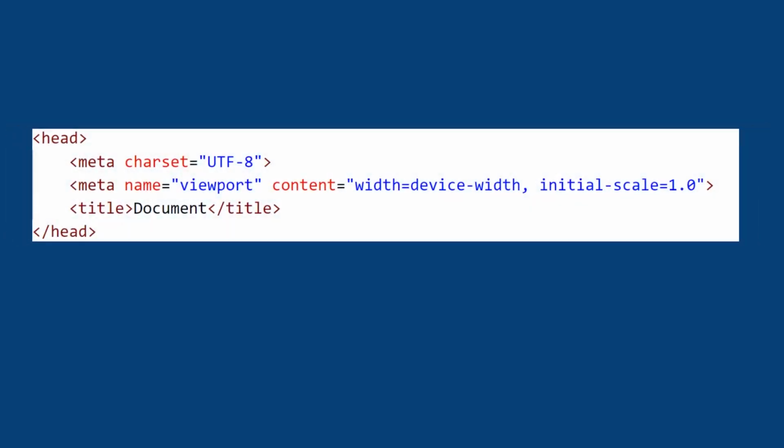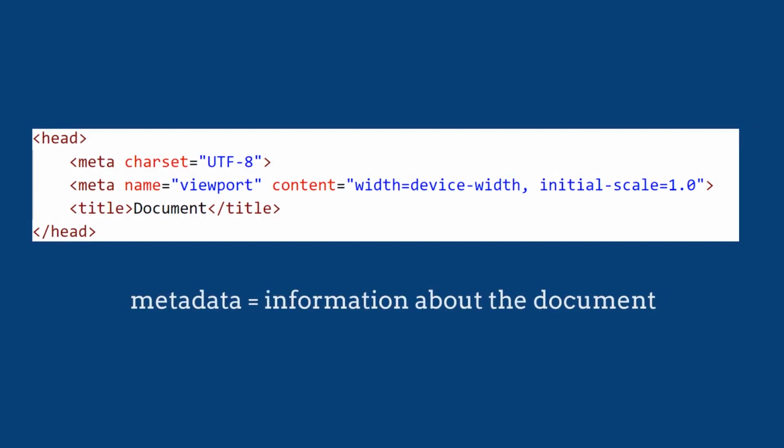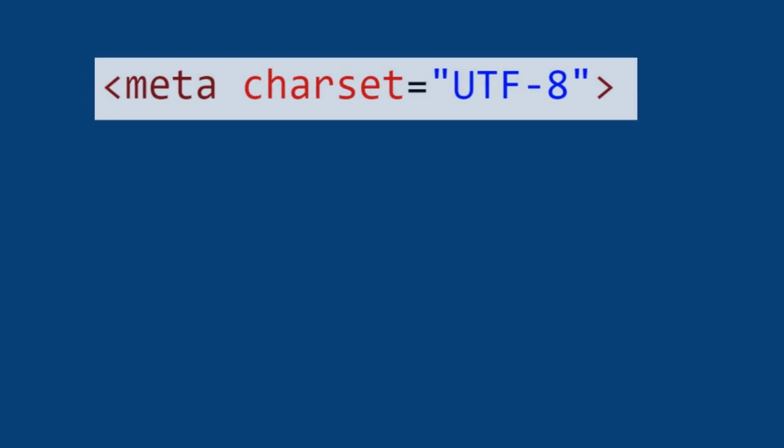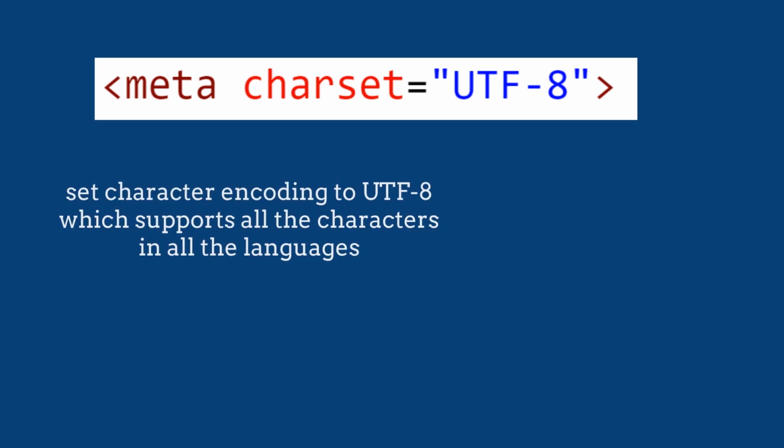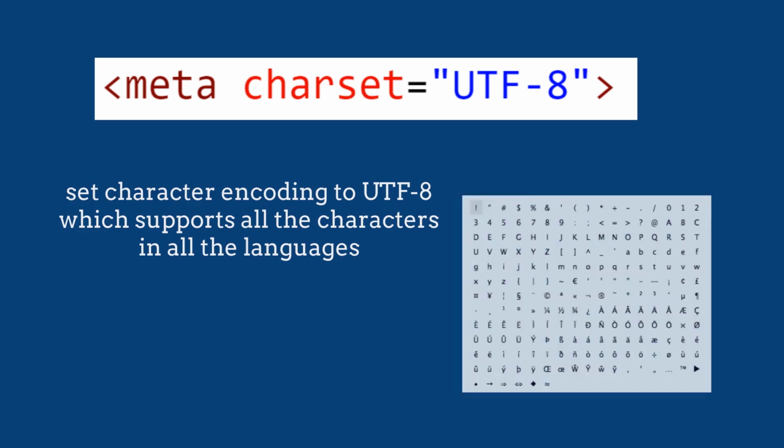The head section contains metadata, which is information about the document. It is not shown directly on the page. Let us look at what is inside the head. The meta charset. This sets the character encoding to UTF-8, which supports almost all characters from all languages. Without this, special characters may not display correctly.